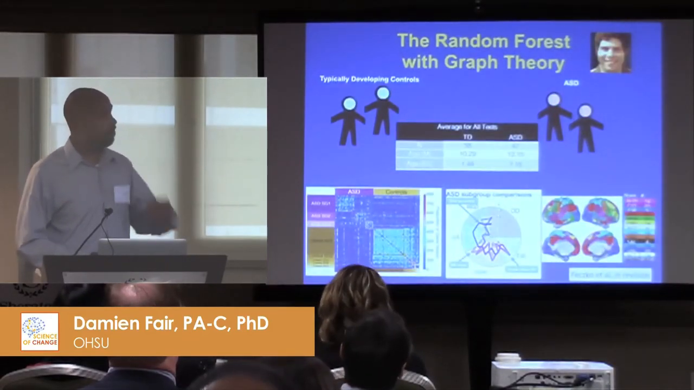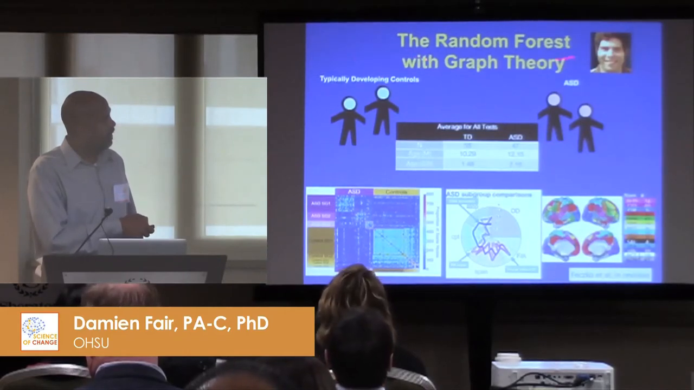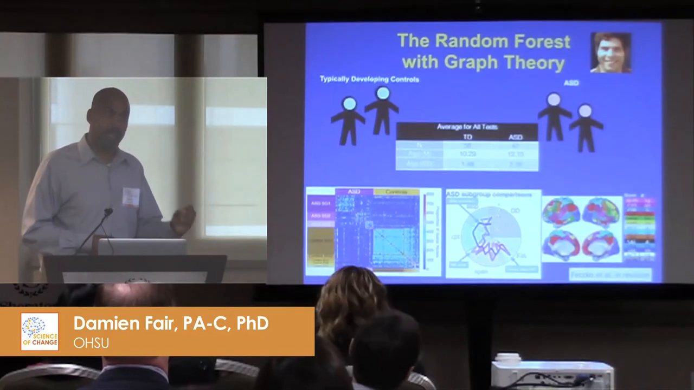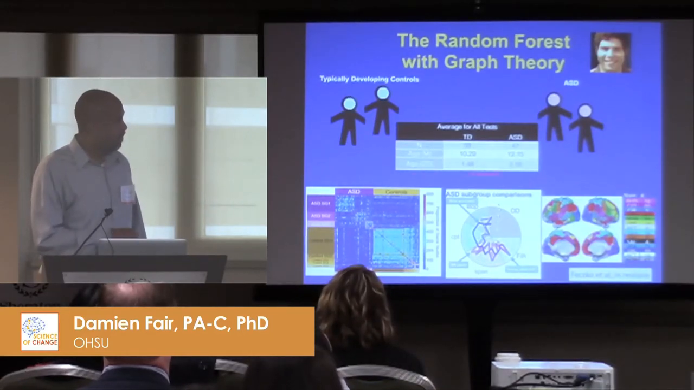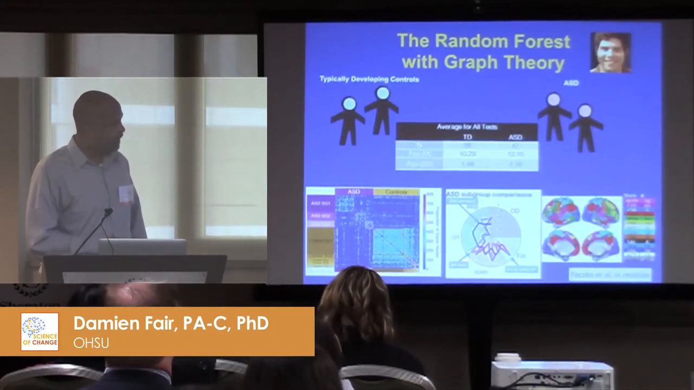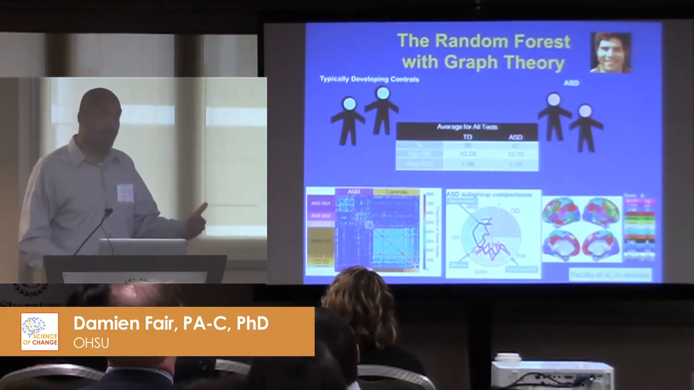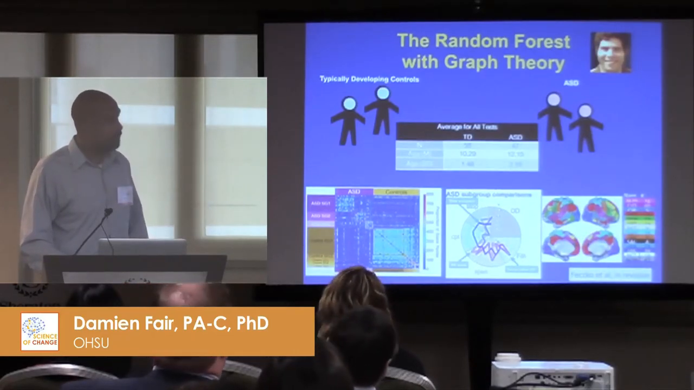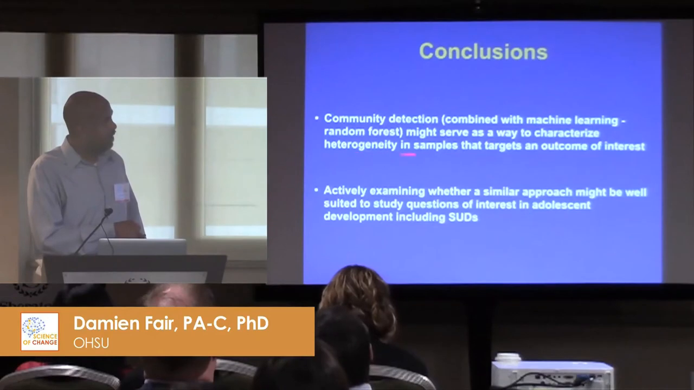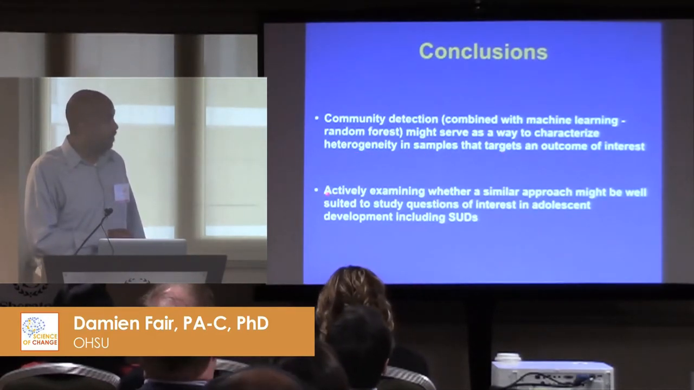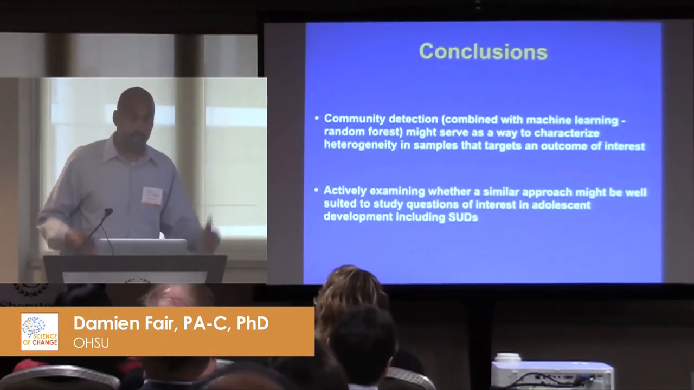I don't get to go into this deeply because I want to get to the other pieces, but what we've been doing is combining this technique of graph theory with machine learning to identify types of subpopulations that are specific to the types of questions you're interested in. This is just a quick example, and we've done this in autism, where you can identify different subpopulations based on behavior. In the autistic group, they have changes in brain. We're not going to go over the details, but if folks are interested in the specifics about the method, because it is a little bit complex, I'd be happy to go over that with folks. Okay, so the point here is that community detection, combined with machine learning that I didn't go over, might serve as a way to characterize heterogeneity in samples that targets an outcome of interest. We're actively examining whether a similar approach might be well suited to study questions of interest in adolescent development, including substance use disorders, which is something the lab is very actively doing.